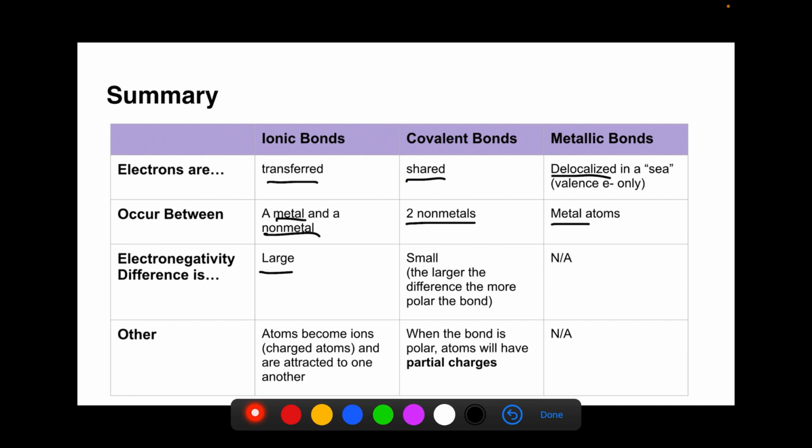Ionic bonds will have a large electronegativity difference. Covalent bonds, a small electronegativity difference. Finally, recall that in ionic bonds, atoms actually become charged ions due to the transfer of electrons, whereas in a covalent bond, the electrons aren't fully transferred, they're just shared equally or unequally. The more unequally they're shared, the more the partial charges of each atom will increase.